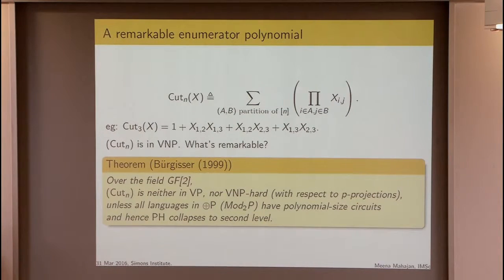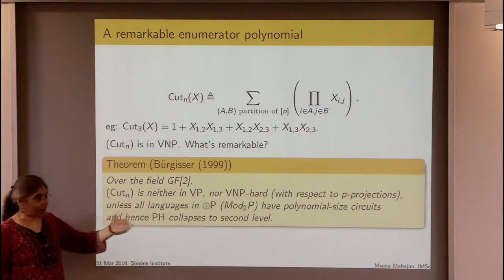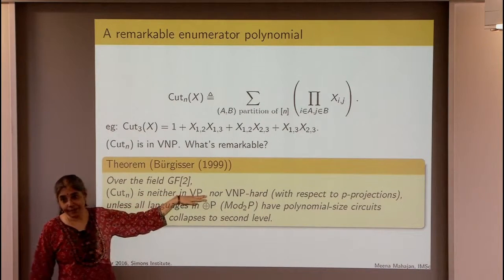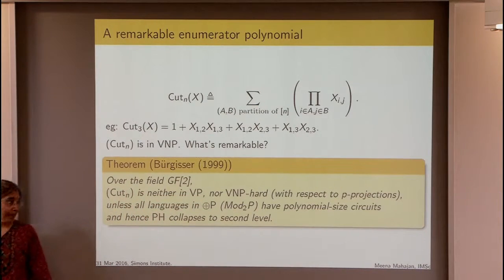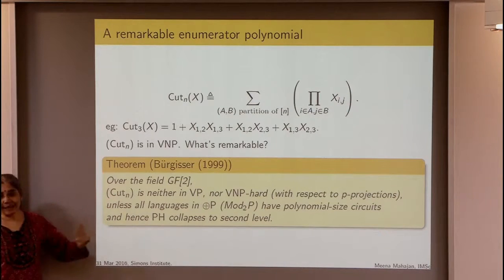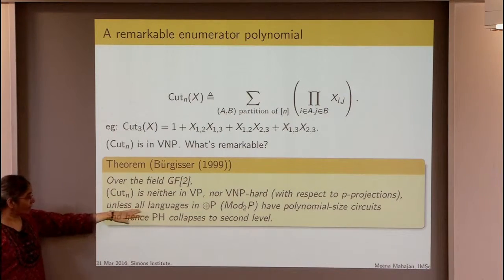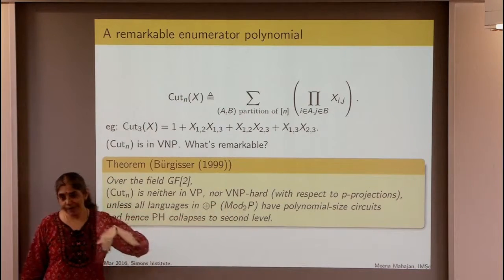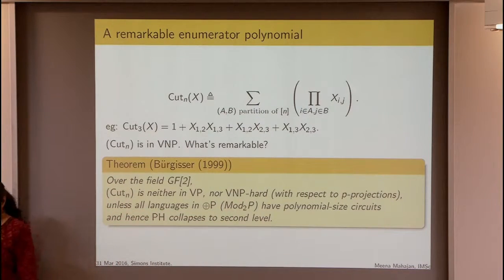Well, not all the polynomials. Permanent was not complete over characteristic 2. So now here, the permanent was not complete, but this thing is saying something more. It's saying that it is not in VP either, whereas the permanent we knew was in VP. So this polynomial is an intermediate polynomial, unless languages which are in mod 2P, parity P, have polynomial size circuits. That would also imply that the PH collapses to the second level. So this is something unusual about this polynomial.